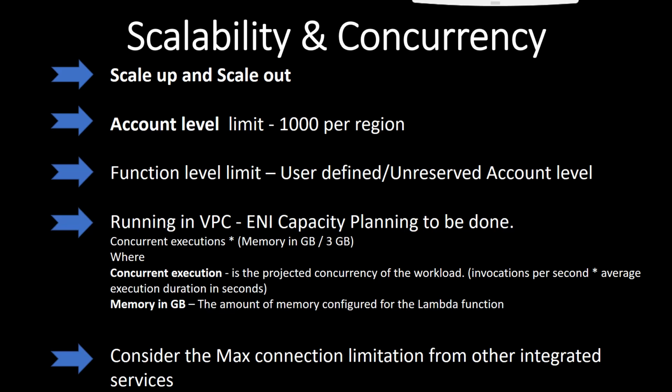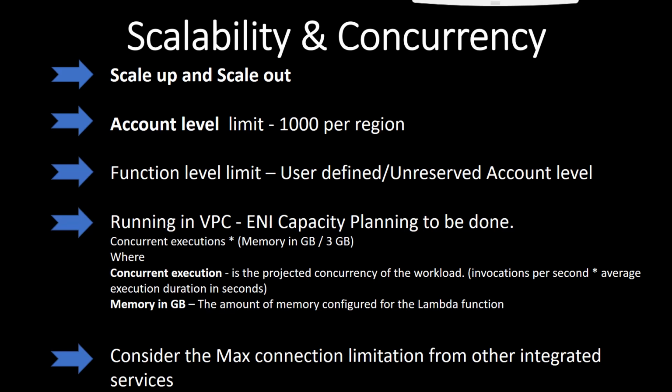So a function by default uses the unreserved account level concurrency limit. For example, if you have two functions, and one function has been defined with 10 as a concurrency limit, then the remaining 990 limit can be used by another function. Now, if we don't allocate any account level limit, then the function can use up to 990, or if I don't define even the first one, it can take up to the 1000 limit.